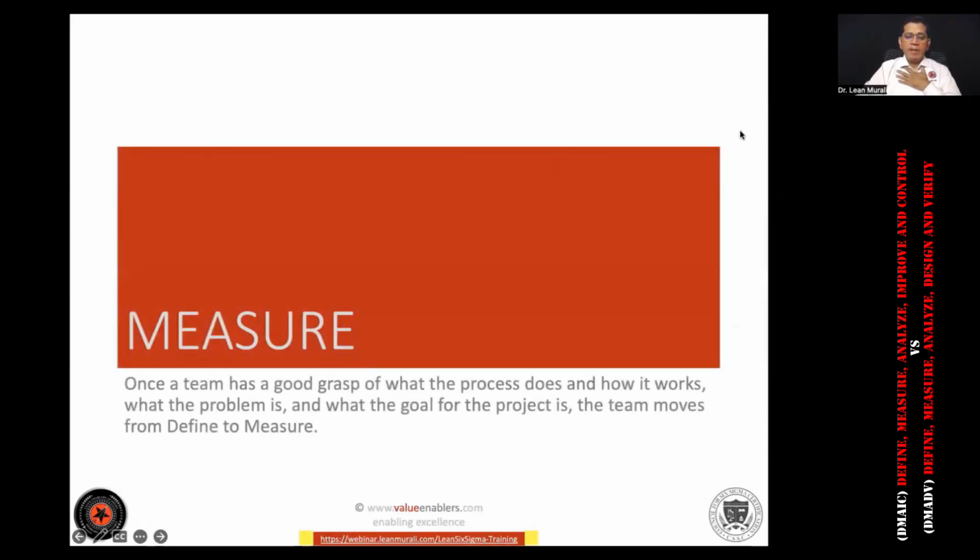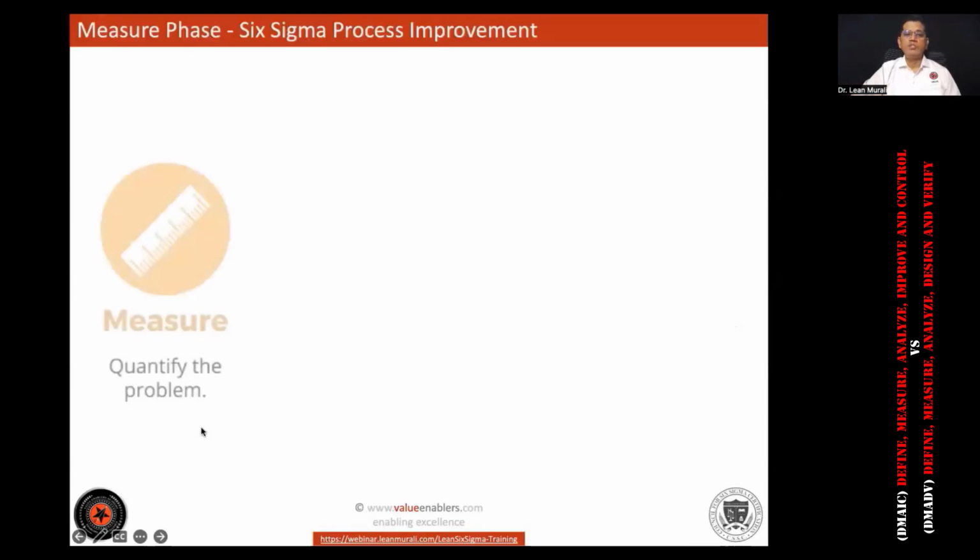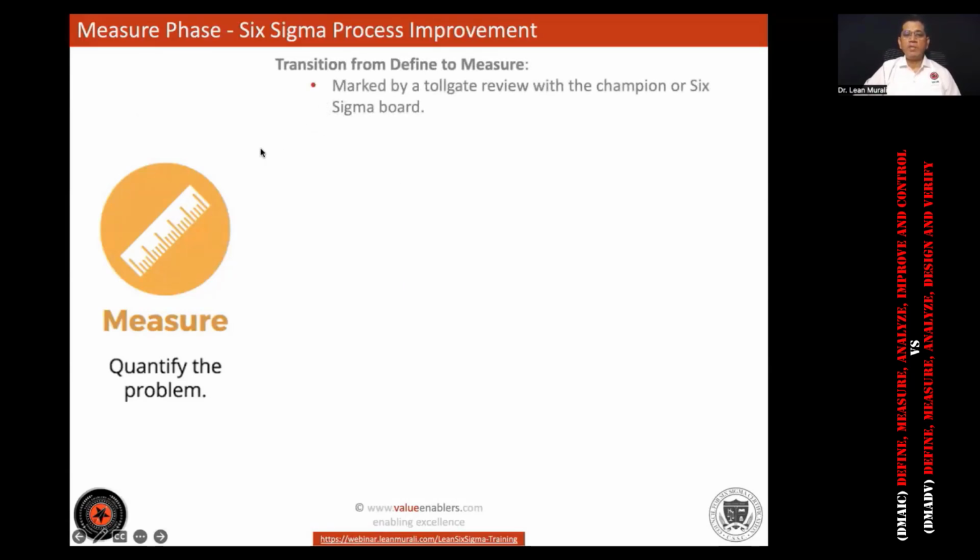Now, once the team has a good grasp of what the process does and how it works, what the problem is, and what the goals of the project are, the team moves from define to measure. What do you do in the measure phase? We will quantify the problem. How do you quantify the problem? When you're transitioning from define to measure, it is marked by what is called a toll gate review.